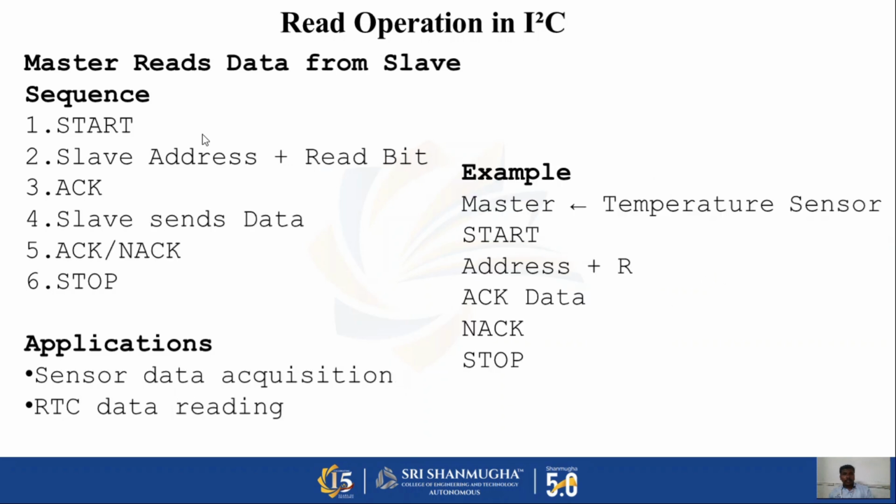In the read operation, the master receives information from a slave device. The process begins with a start condition. The master sends the slave address along with the read bit. After receiving acknowledgement, the slave begins transmitting data. The master receives the data byte and sends acknowledge signals if additional bytes are required. After receiving the final byte, the master sends a not acknowledge signal to indicate that no further data is needed. Finally, the master generates a stop condition. This operation is commonly used when reading sensor measurements such as temperature, humidity, pressure or real-time clock values.